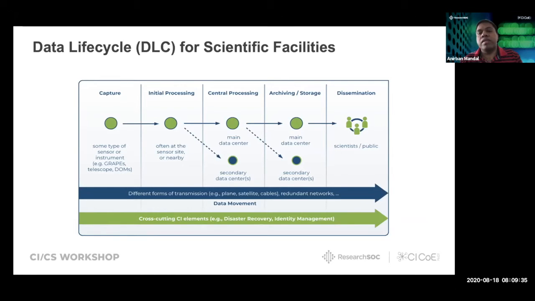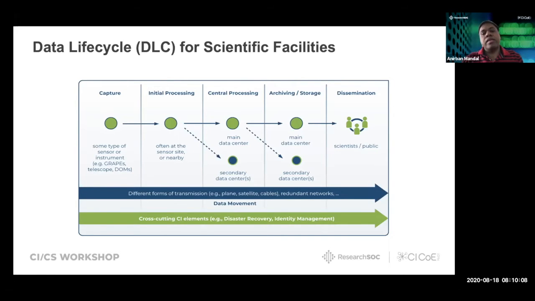And after that, pretty much the data is distributed by different means, through portals, through programmatic means, through GridFTP. You could basically share the data to the ultimate stakeholders, the scientists and the scientific community that's using the data that's collected by these facilities, right? So these are the most basic, very high level steps of the data life cycle.